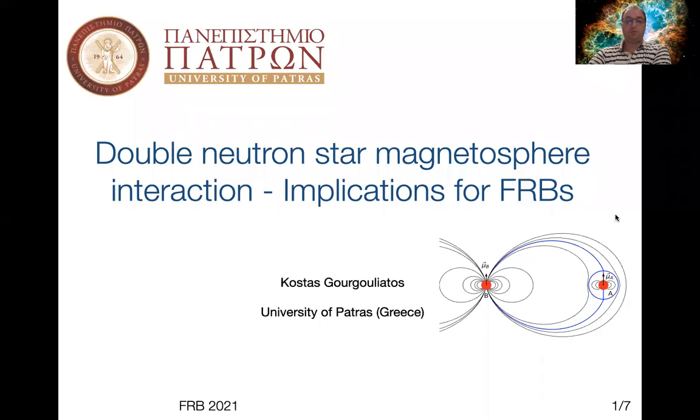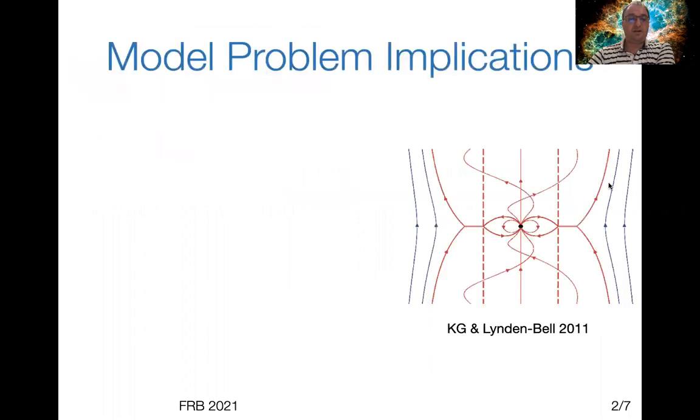Hello, I'm Kostas Gourgouliatos from the University of Patras, and I'm going to discuss double neutron star magnetosphere interaction and its implications for FRBs. First, we consider a model problem of a pulsar embedded within a uniform field.